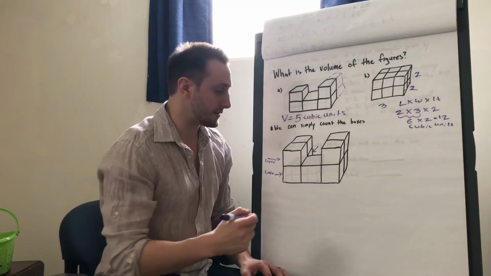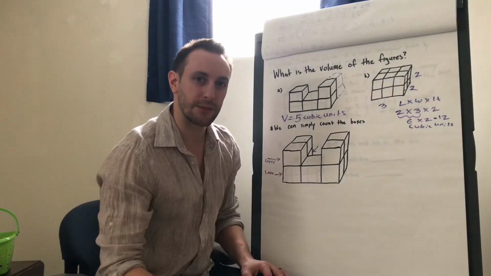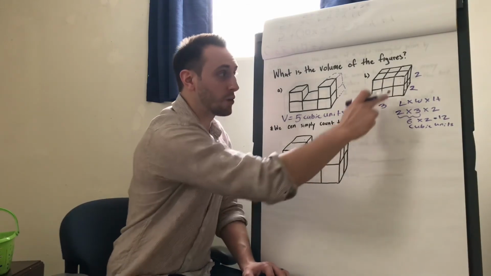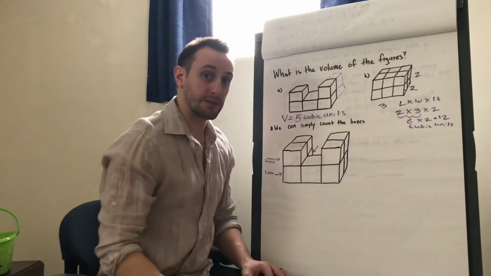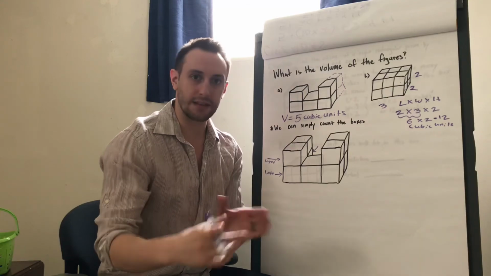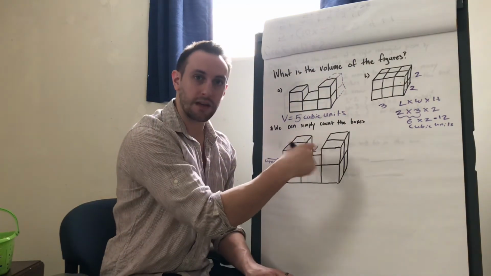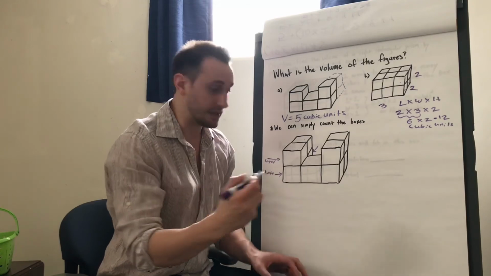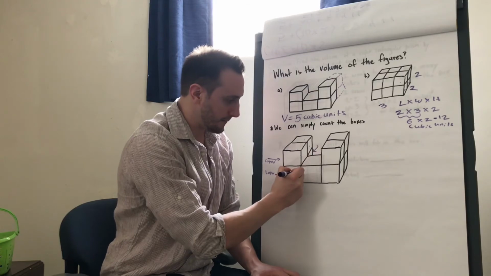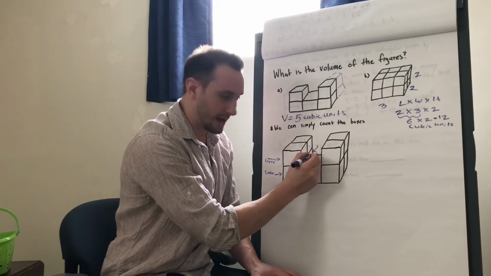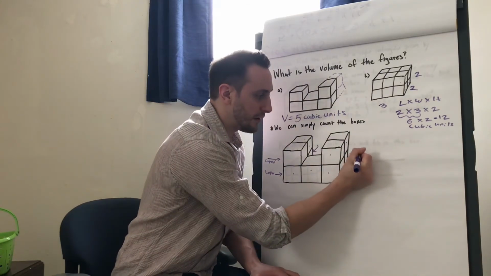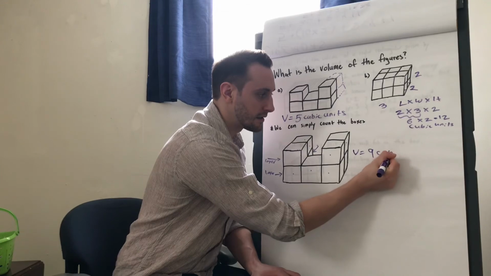So let's go ahead and count this. Because we can't really do length times width times height, because it's not even. Length times width times height works with rectangular prisms or cubic prisms, or something that is even on all sides, or at least opposite sides are even. This one is a little bit funky, right? We need to figure this out by just counting it. So we're going to do 1, 2, 3, 4, 5, and there's nothing behind this one, 6, 7, 8, 9. So the volume of this is 9 cubic units.